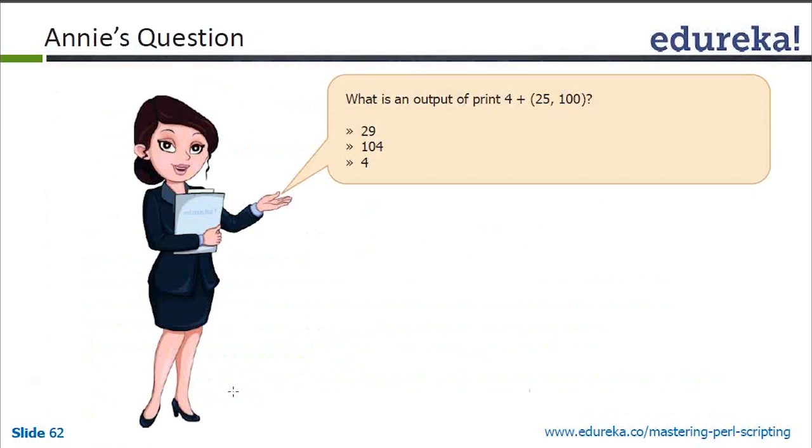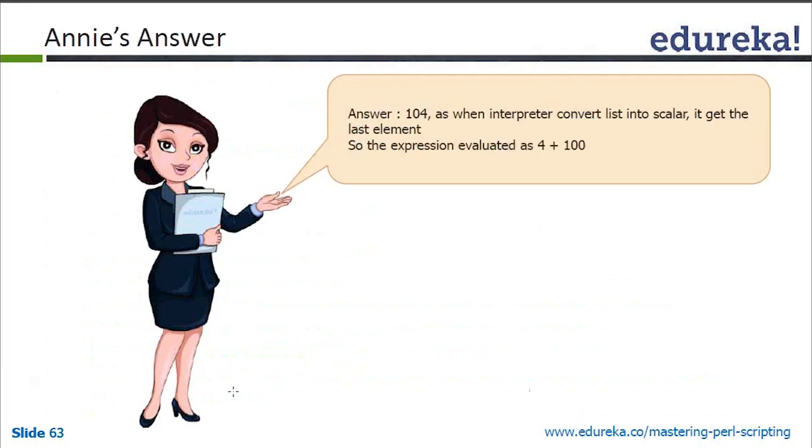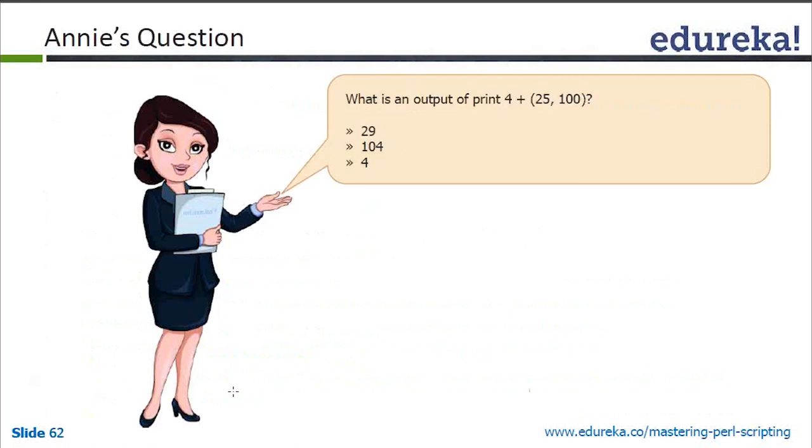So we will have 4 plus 25, 10. So what will happen? So here we are 104. When the interpreter converts a list into a scalar, it gets the last element. So as we did here, we can see that we want to add a scalar with a list.